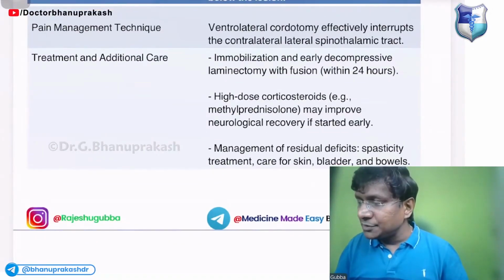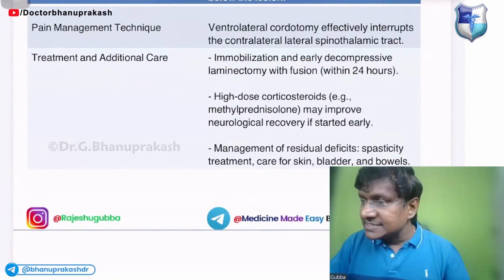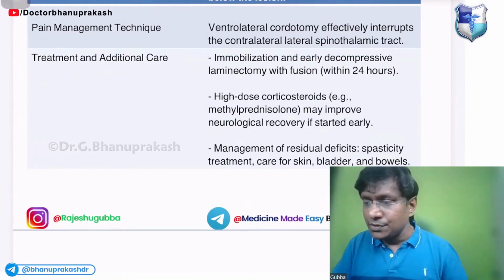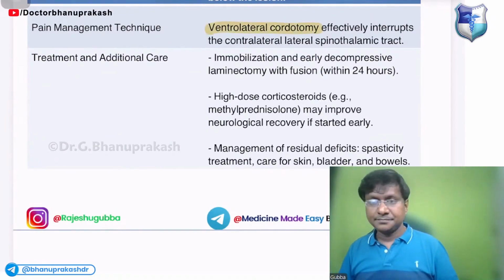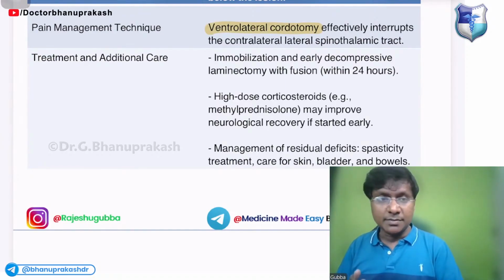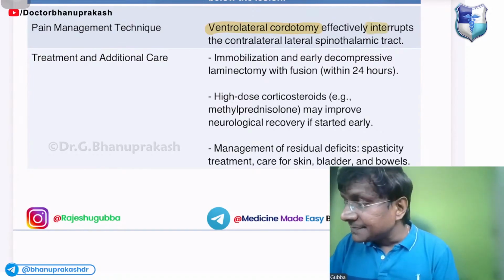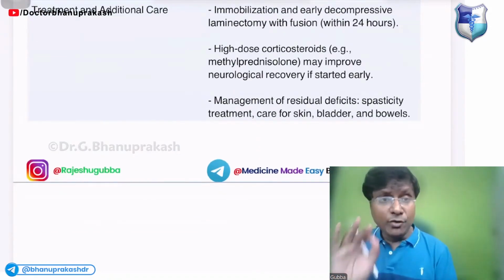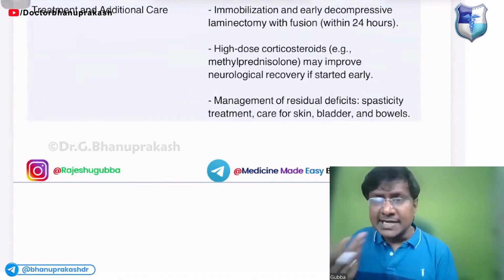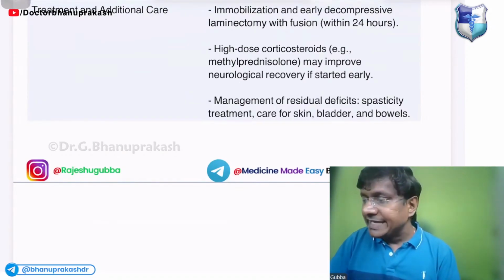The treatment, if at all you want to do surgical treatment, will be ventrolateral cordotomy, right? It is a pain management technique. Ventrolateral cordotomy, if you do it, interrupts the contralateral lateral spinothalamic tract. Okay, fine. Before doing that, what is the conservative treatment that you need to do?